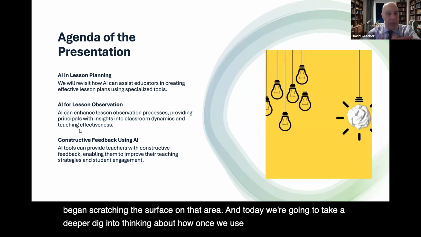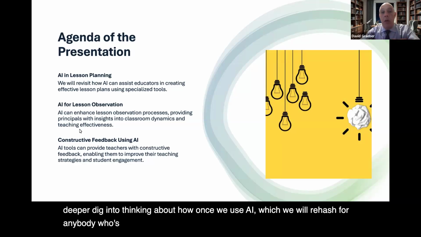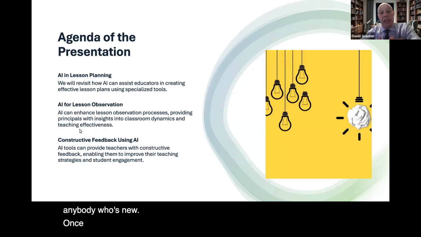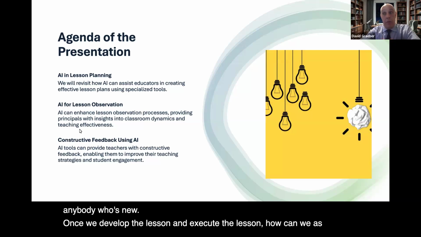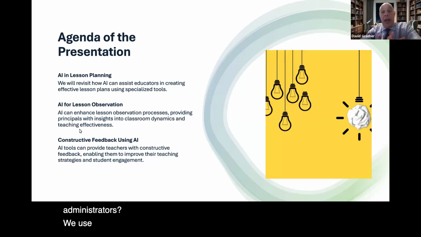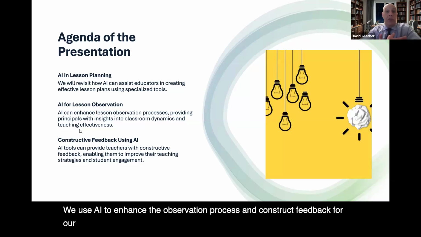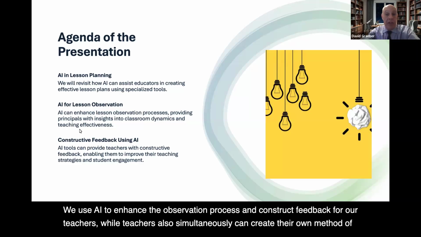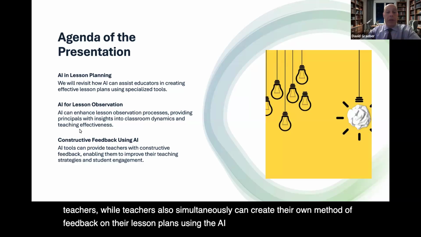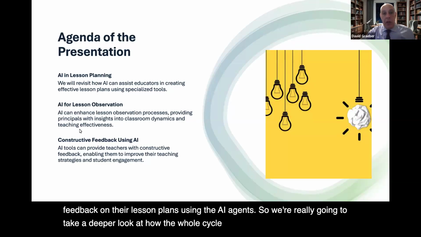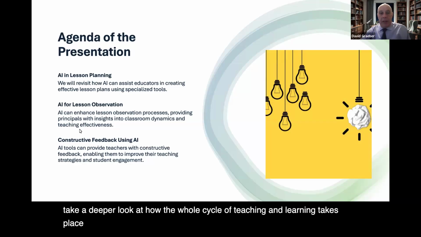And today we're going to take a deeper dig into thinking about how once we use AI, which we will rehash for anybody who's new, once we develop the lesson and execute the lesson, how can we as administrators use AI to enhance the observation process and construct feedback for our teachers, while teachers also simultaneously can create their own method of feedback on their lesson plans using the AI agents. So we're really going to take a deeper look at how the whole cycle of teaching and learning takes place from a planning perspective.